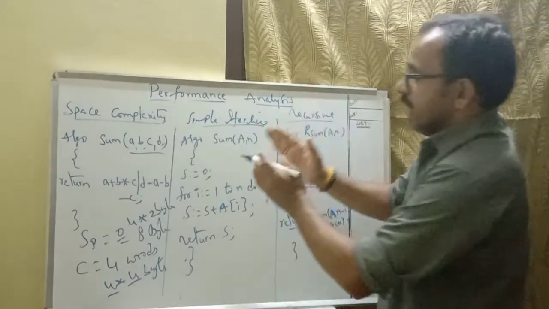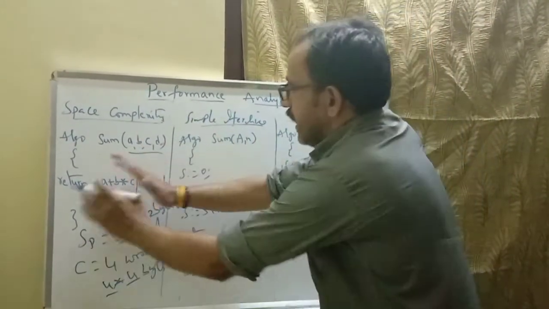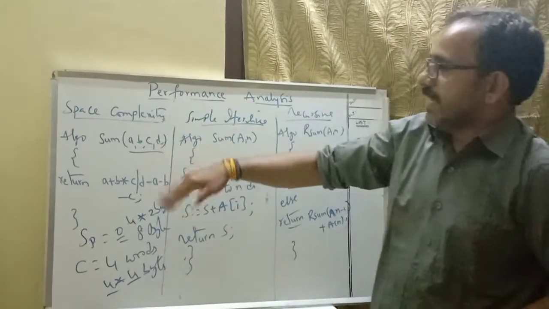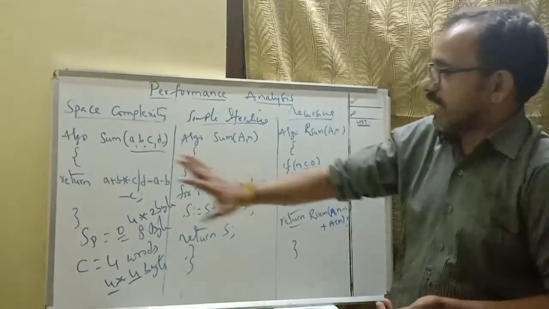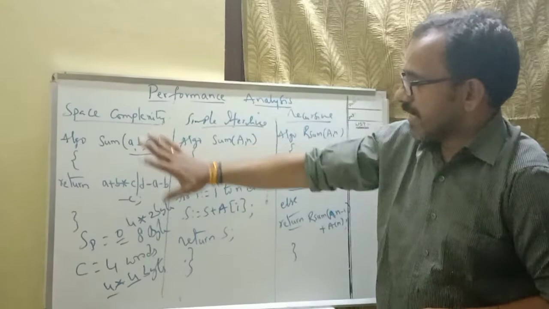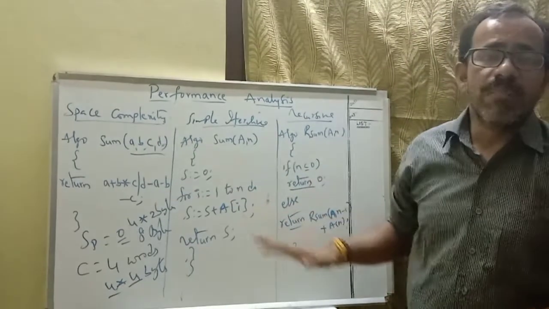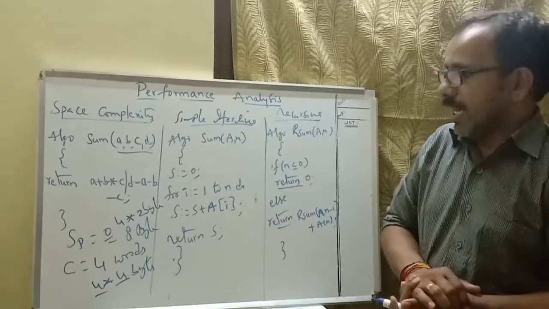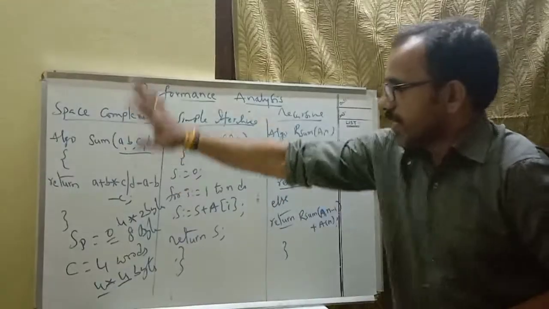So if there is no iteration and no recursion in a program, we simply treat it as the simplest program. That simplest program requires constant time. There is no variable time playing in that particular program. Is that clear? Okay, so this is the simplest.